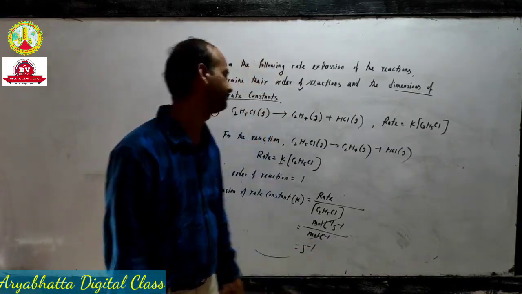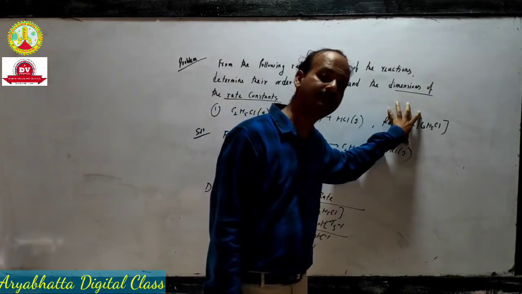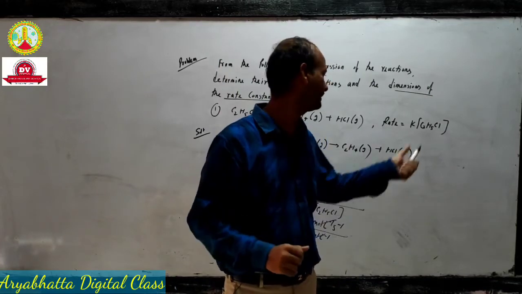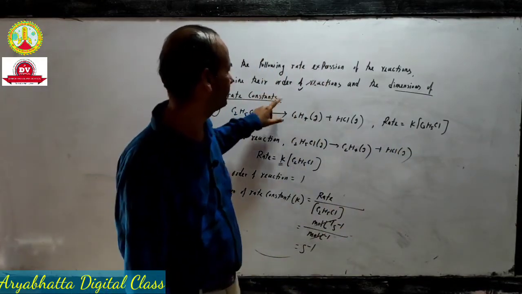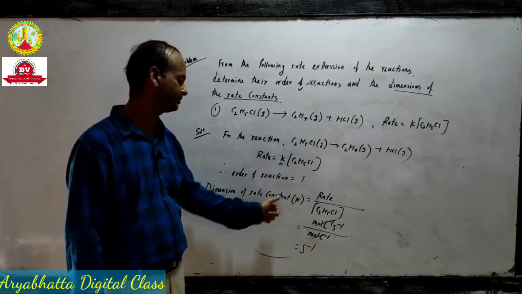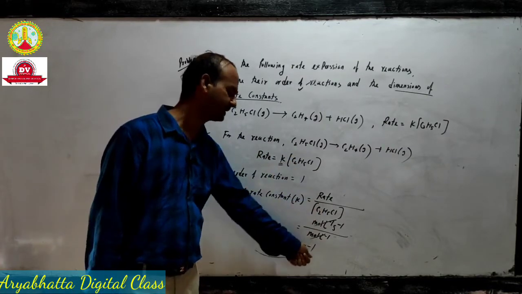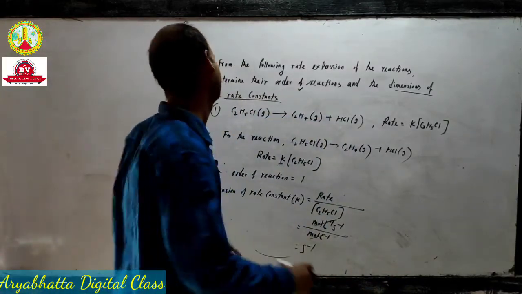Clear? Now देखो, there is a reaction and for this reaction rate expression has been given. एक reaction दिया गया है, उस reaction का rate expression भी दिया गया है, ये देखो rate expression. Clear? तुमको उसका order निकालना पड़ेगा and उसके बाद dimension of rate constant. This is the order 1 and dimension of rate constant K is rate by this one. Put this unit, you will get second inverse. Okay? Clear? Now देखो, एक दूसरा न्यूमेरिकल भी देख लो.